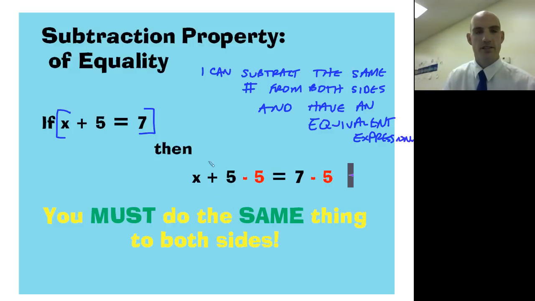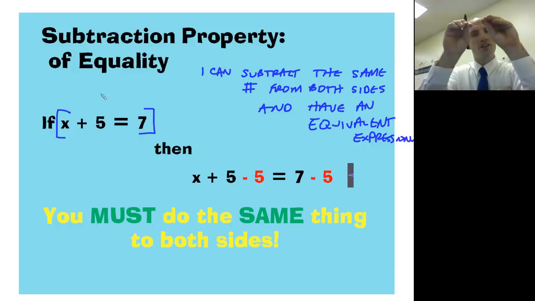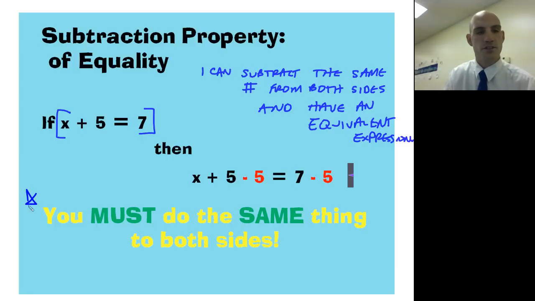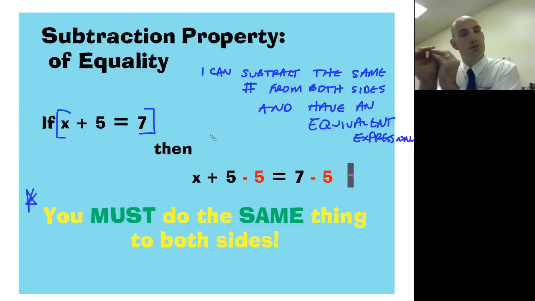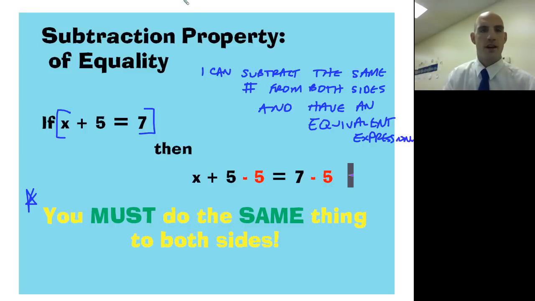Notice, x plus 5 equals 7. You're thinking in your head, obviously x equals 2. But this is the algebra part where we go through and we take apart these equations. You must do the same thing to both sides. If you do it to one, you have to do it to the other. So that was a simple example.